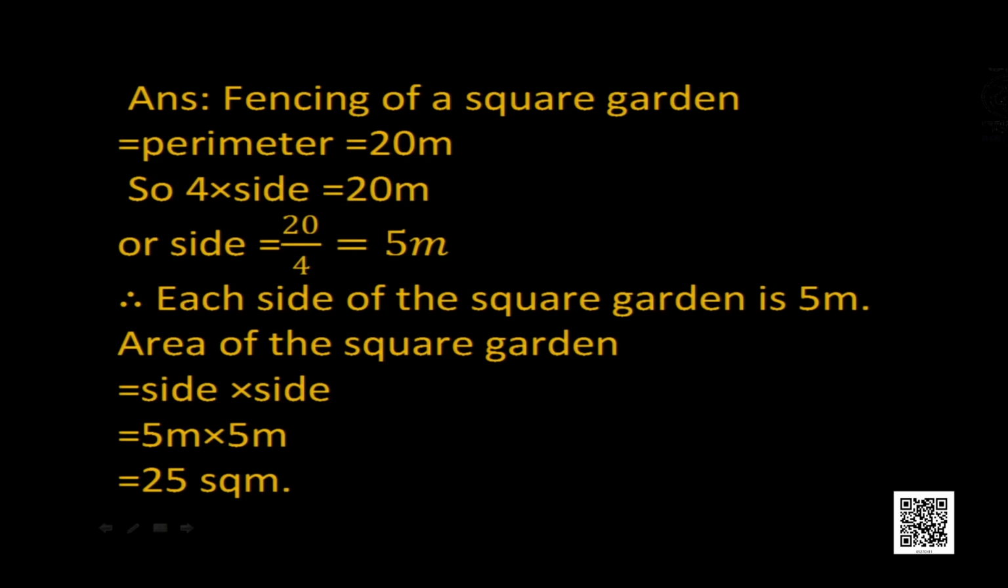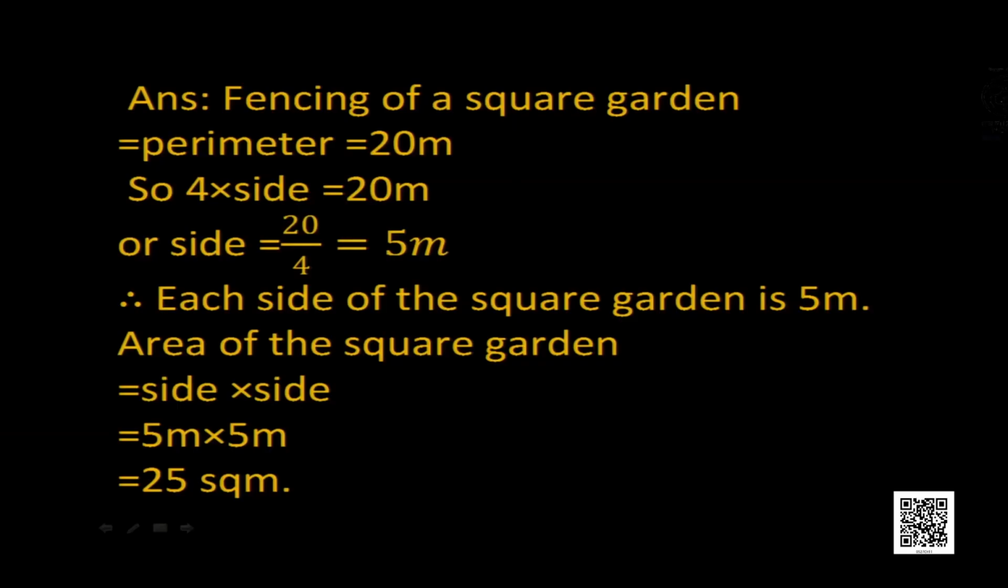If a question would be attached to this question that find the area of that square garden, what will you do? Just do the formula that side into side. 5 meter into 5 meter, 25 square meter is the area of the garden.